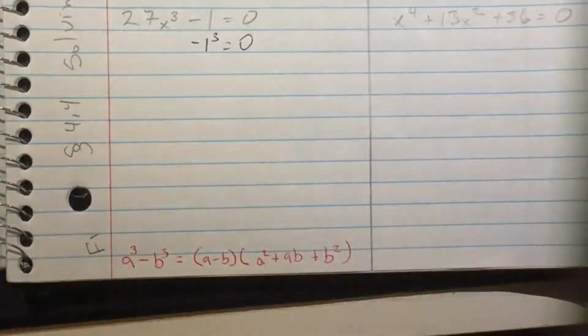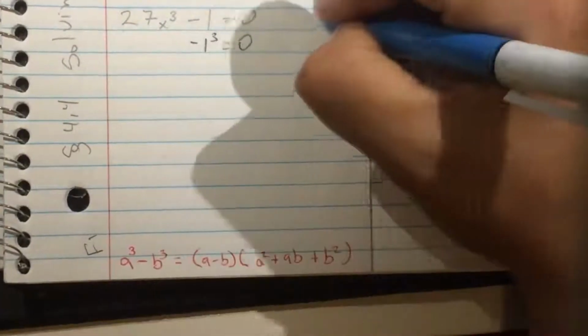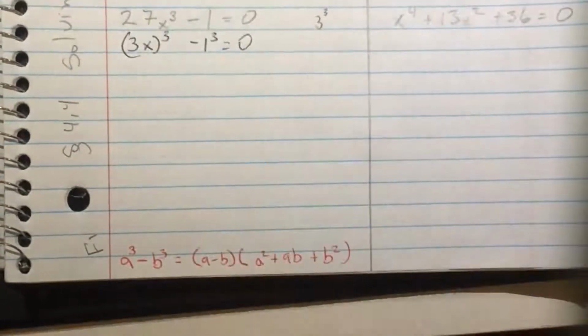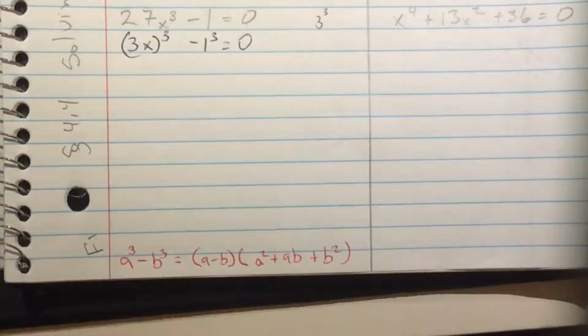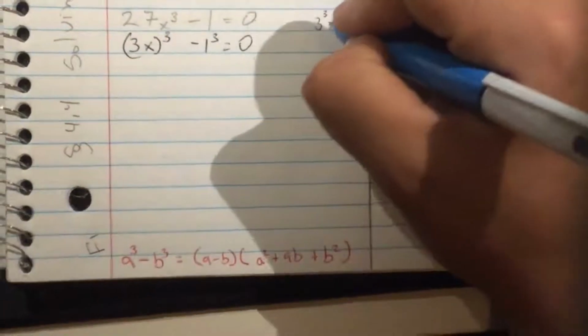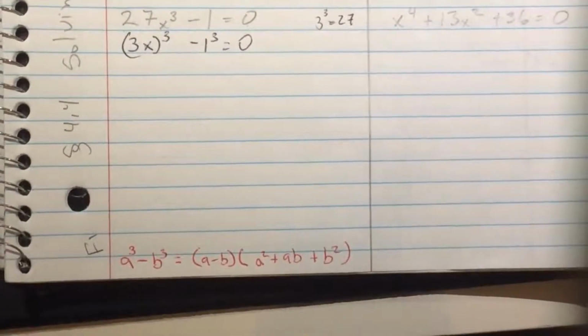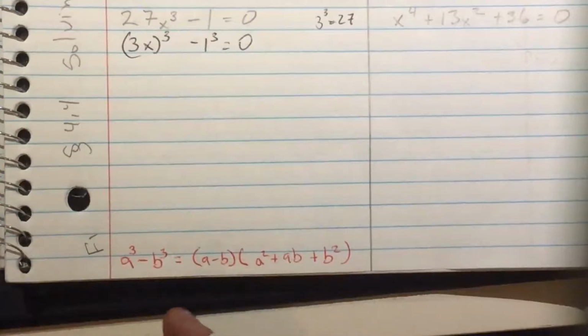I remember from my cheat sheet from first semester that 3 cubed is 27. So I know this is going to be 3x cubed, because 3x cubed is going to give us 3 cubed, 27, x cubed. So that kind of works out for us, 27. All right, so now we can go ahead and plug that in here.